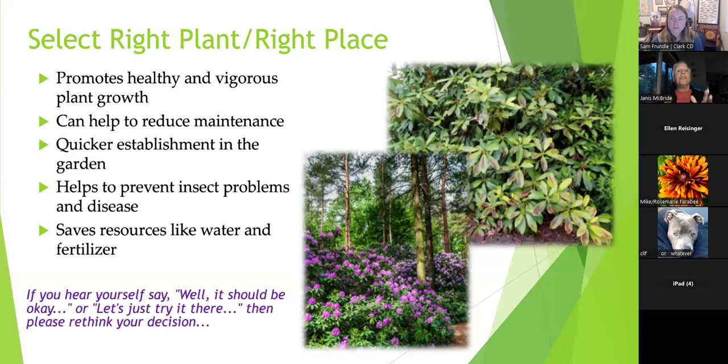So by selecting the right plant and putting it in the right place, we're going to promote a healthy and vigorous plant. We're going to reduce maintenance. That plant will establish in the garden quicker, and then that's going to prevent insect problems and diseases. We're going to end up eventually saving resources like water, fertilizer, our own time and energy. So if you hear yourself say, oh, it should be fine there, let's just try it there, please rethink your decision.